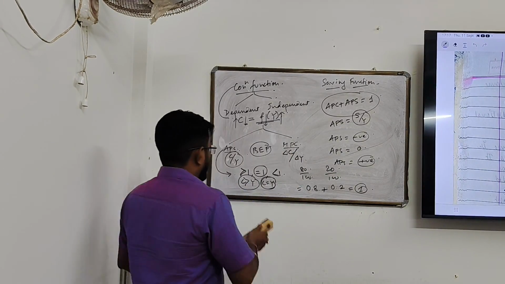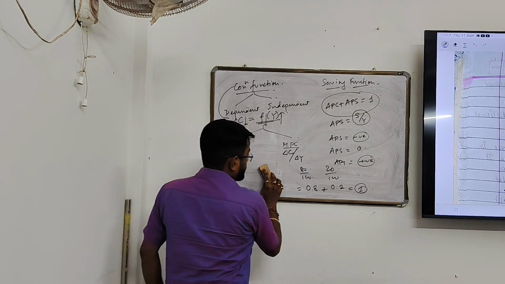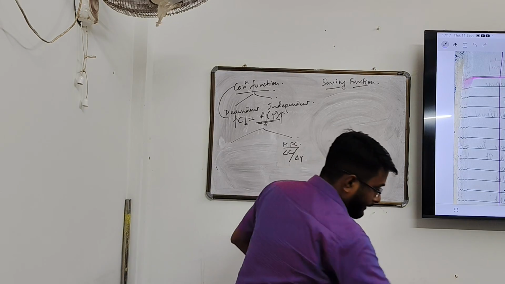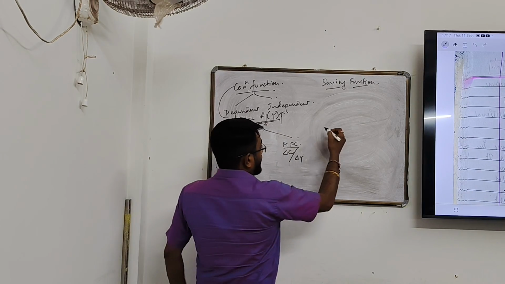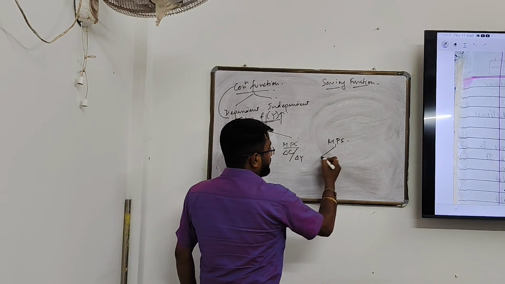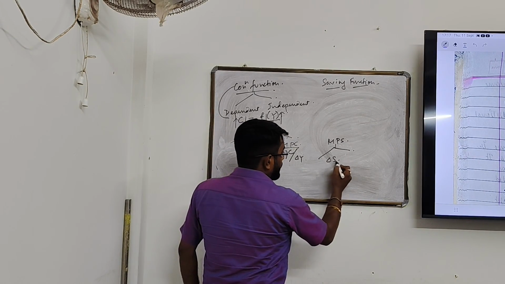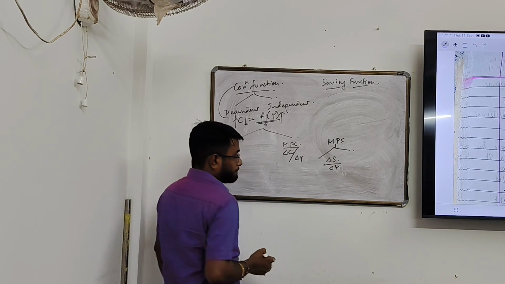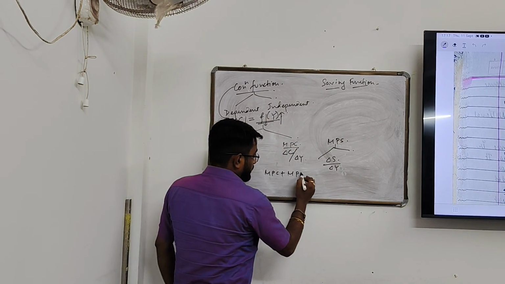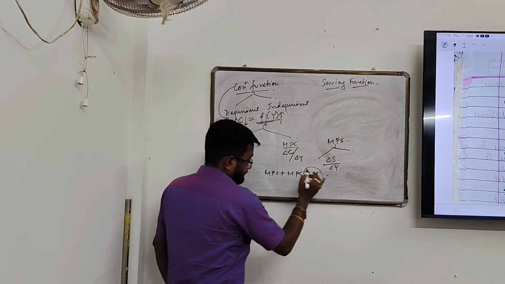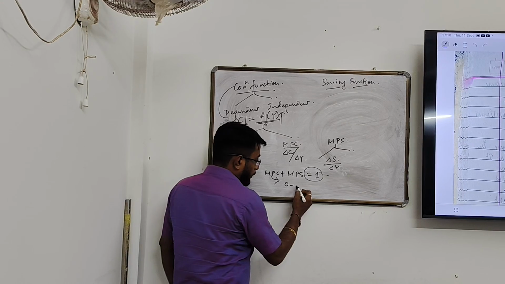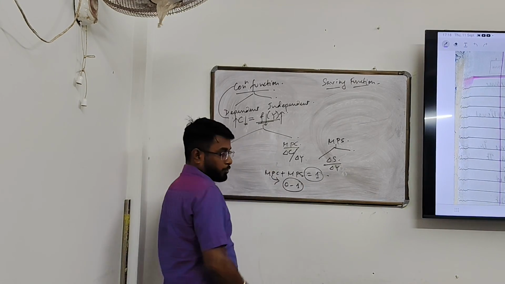Now, what is MPC? Just now I said the change in consumption due to change in income. Similarly, what is MPS? That is marginal propensity to save. MPS is nothing but change in savings due to change in income. Again, MPC and MPS is equal to 1. Moreover, MPC value always lies between 0 to 1.